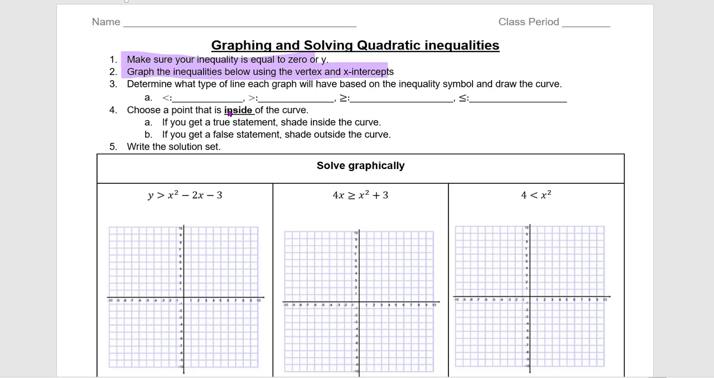Choose a point that is inside the curve. Test that point. If you get a true statement, shade inside the curve. If you get a false statement, shade outside the curve. And then write your solution set.